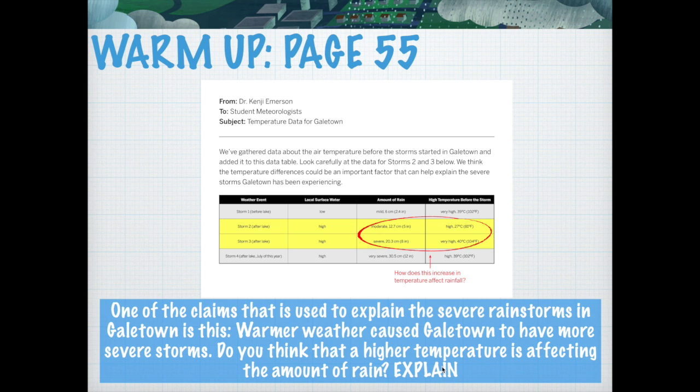And the note from Dr. Kenji Emerson says, we've gathered data about the air temperature before the storm started in Galetown and added it to the data table. Look carefully at storms 2 and 3, which are highlighted in yellow. We think that the temperature difference could be an important factor to help explain the severe storms in Galetown. So again, we're still in chapter 2, which is focusing on the temperature. If you need a minute, press pause to answer the question before we start our next activity.